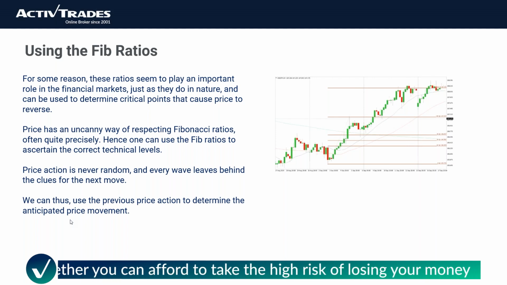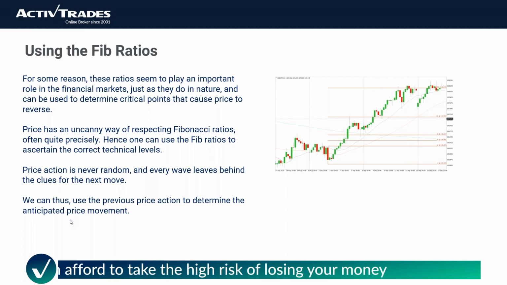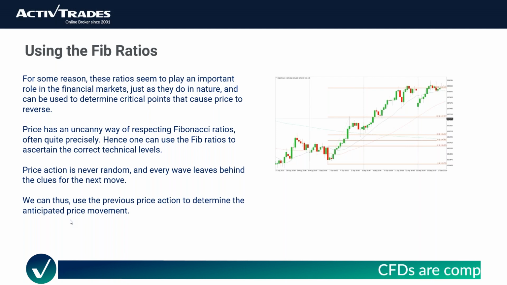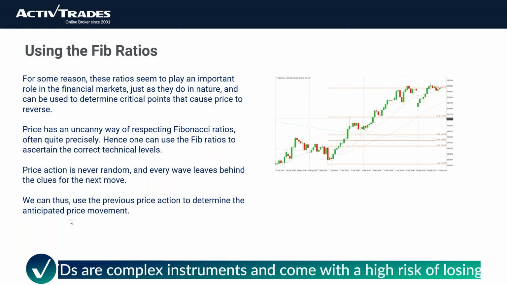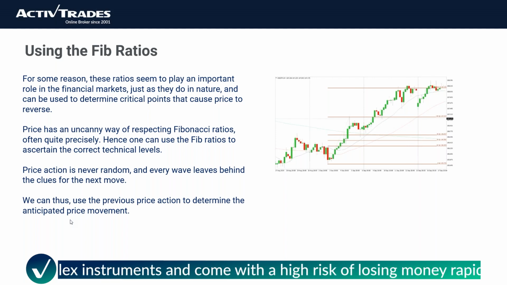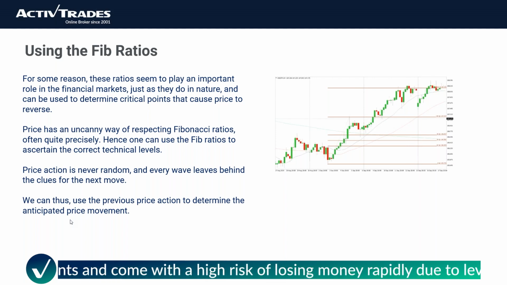So what we realise is that price action is never truly random, and that every wave, every move leaves behind clues for the possible next move. And so once we're able to understand that, we can use that previous price action and utilize the Fibonacci ratios to help us determine where the anticipated price movement might be.